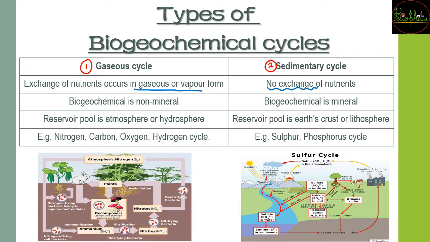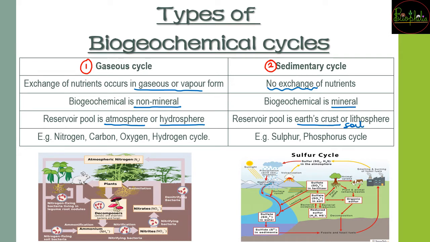So in biogeochemical cycles, the nutrient that is circulated is going to be a non-mineral source, whereas in the sedimentary cycle it is going to be a mineral source. The reservoir pool for gaseous cycles is majorly the atmosphere or hydrosphere, that is water sources or air, whereas in sedimentary cycles it is going to be the earth's crust, or you can say the soil.